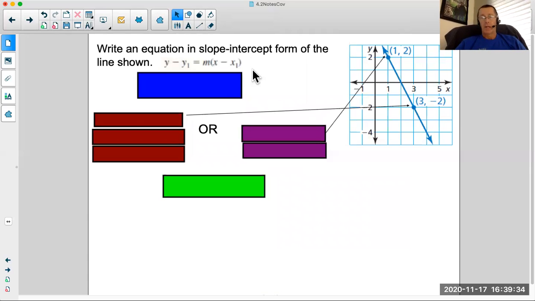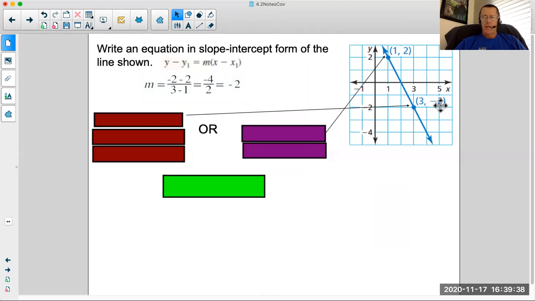Sure. We could either do the subtraction of -2 minus 2 over 3 minus 1, so the change in the y's over the change in the x's. Or since it's graphed for us, we could count up 4 and then -2, so that would give us a slope of -2. Either way, you can do it any way you want. And then once we have the slope and we have points, we just have to plug into point slope form. Okay, and then we're gonna have to put it in slope intercept form on this one.